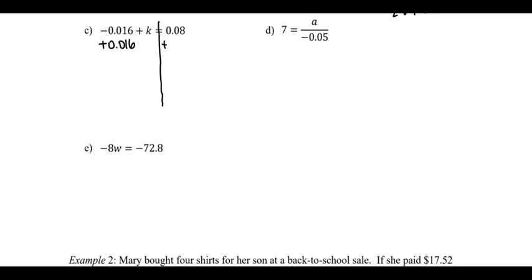So I need to add 0.016 to the other side. So these two will cancel each other, and I will have k equals, and then let's go ahead and add our decimals. So I have 0.08 plus 0.016, which gives 0.096.